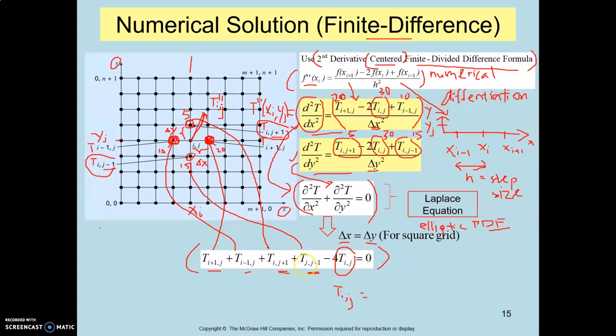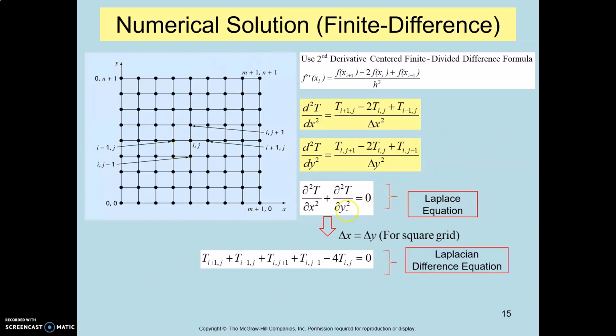So if you arrange this, this term can be substituted on the right hand side, and then you divide by -4. Then you can find the temperature at point ij. The most important point here is, if I give you any PDE, you should be able to use the numerical method like the one shown here, and then form the mathematical model for it.